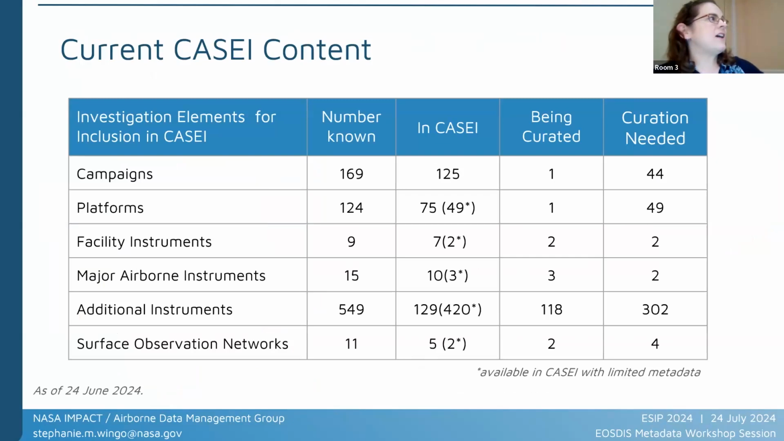So Casey itself, you can go there. I won't spend as much time on it, but we've got a lot of content in there from NASA's decades-long history: campaigns, platforms, instruments. We do break down some facility instruments and major airborne instruments. I don't really have time to go through the specifics on those things, but the point is just showing that our team, ADMG, has made a lot of progress in curating the content in Casey. But it's always a moving target, and we are still working to continue that curation and increase the numbers there closer to the numbers that we know exist.